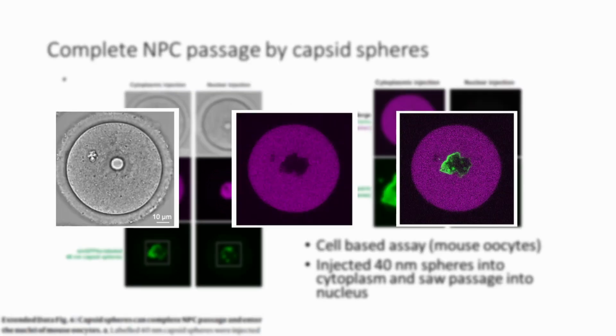What we see in the cytoplasmic injection is that the fluorescence becomes localized inside the nucleus after 25 minutes, which shows that the capsid spheres are able to cross the nuclear membrane through those nuclear pore channels.